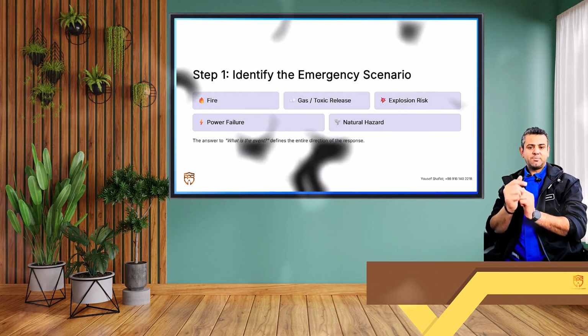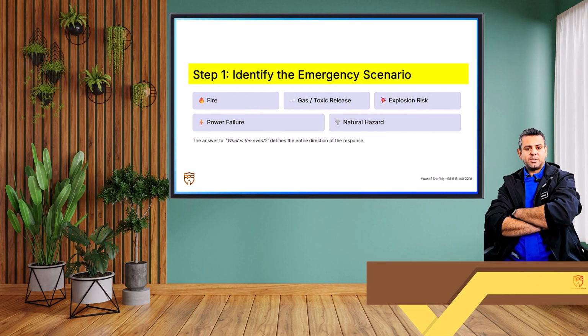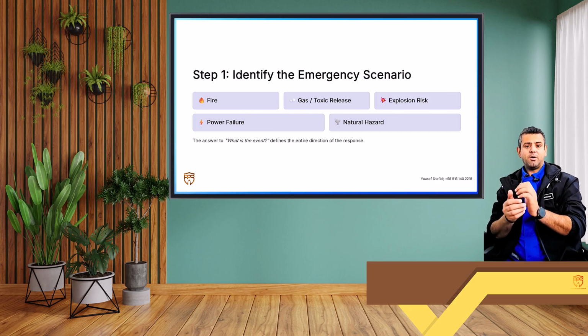So the first step is to identify the emergency scenario. What is the event? Is it a gas leak, a fire, a chemical spill, a power failure, a structural collapse, a severe weather event? The answer to this question defines the direction of the response.